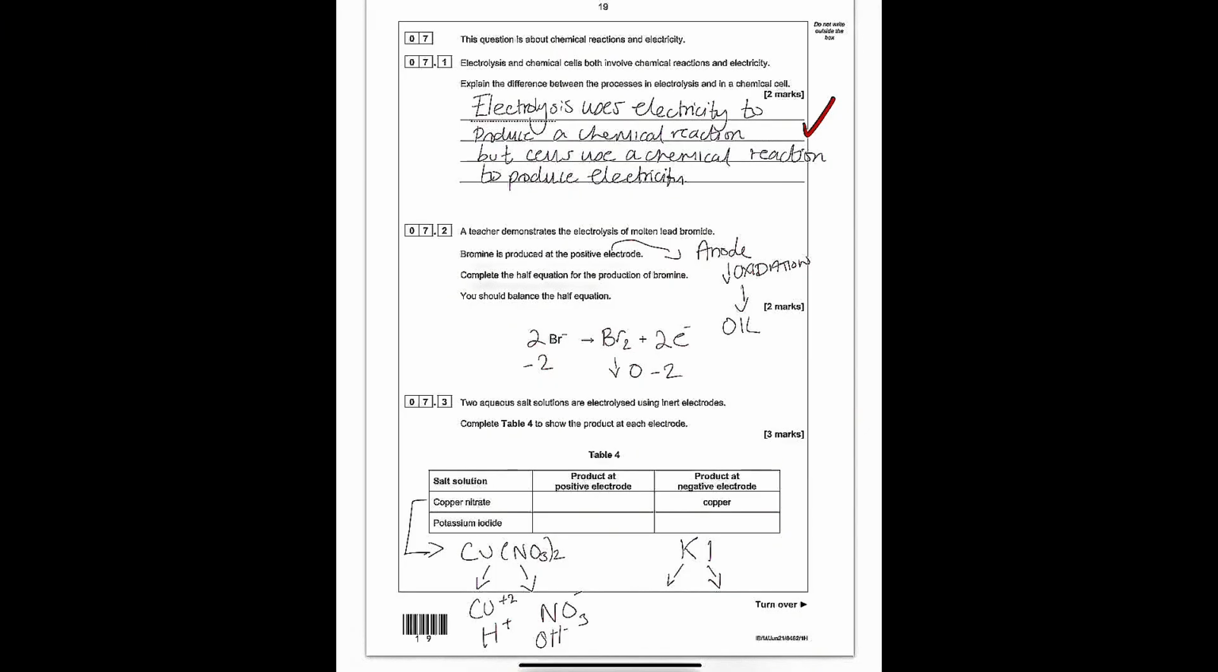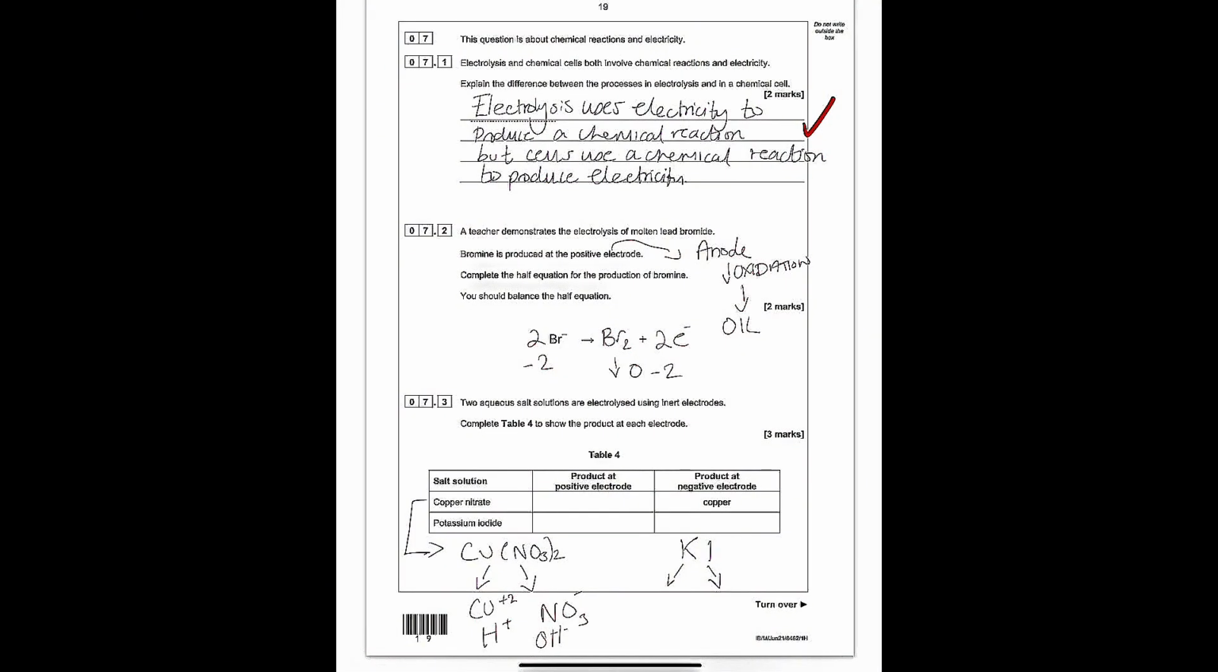So we need to work out which one is going to be made at the positive electrode, which is the anode. So we already know that copper is made at a negative electrode, which is called the cathode. And the reason it's copper is because copper is less reactive than hydrogen. So the rule is if the metal is less reactive than hydrogen, then that metal will be made at the negative electrode, which is the cathode.